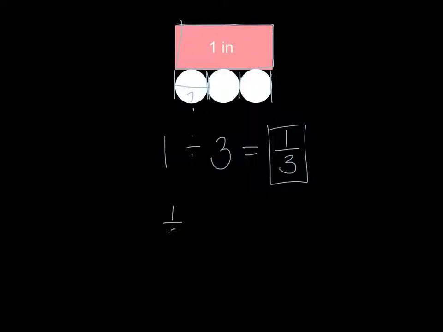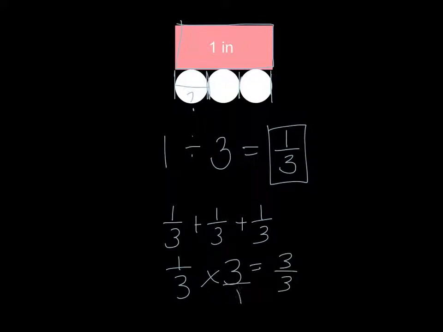So 1/3 plus 1/3 plus 1/3, or 1/3 times 3. Either way will equal 3/3. And I know the simplest way to say 3/3 is 1 inch. So each circle must be 1/3 of an inch long.